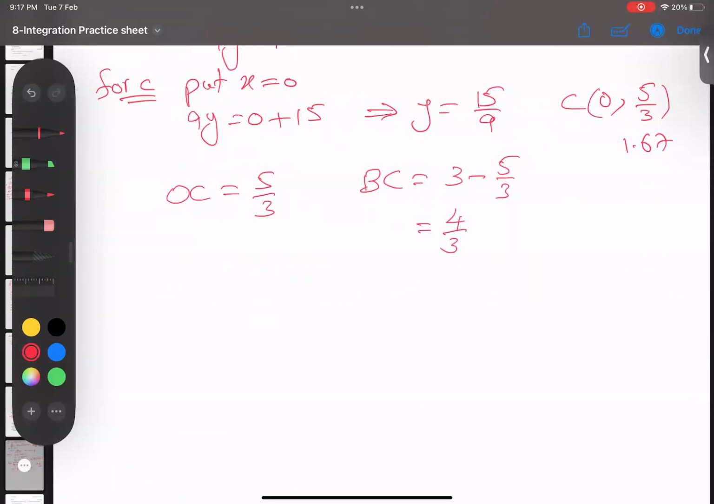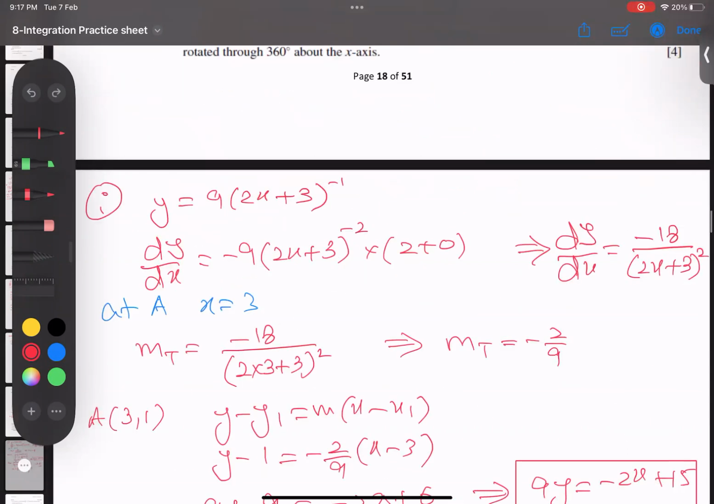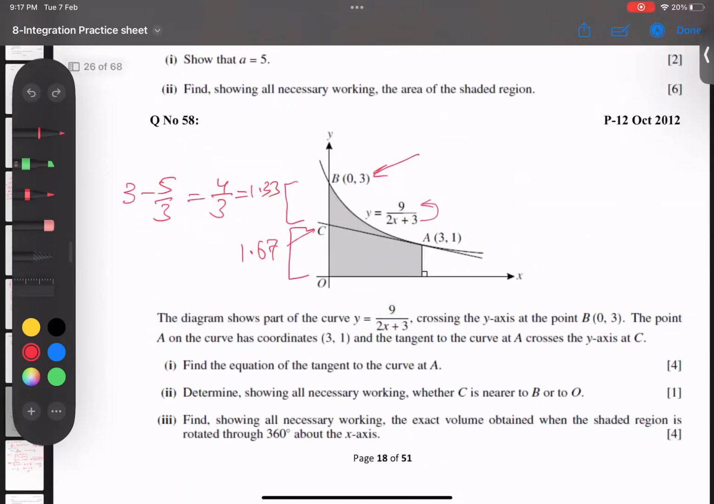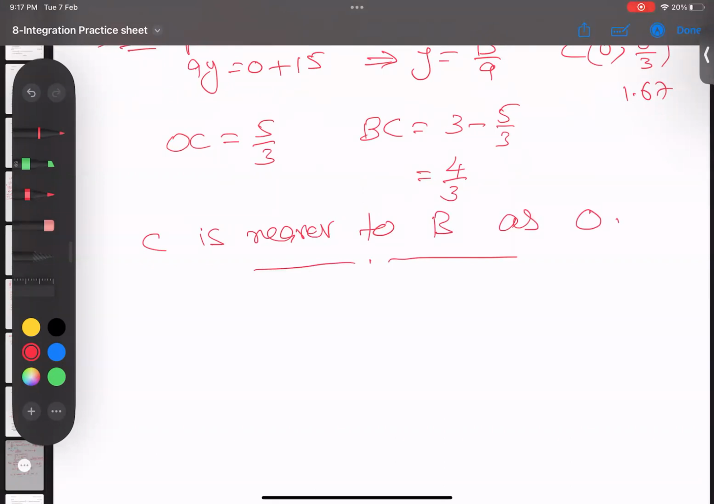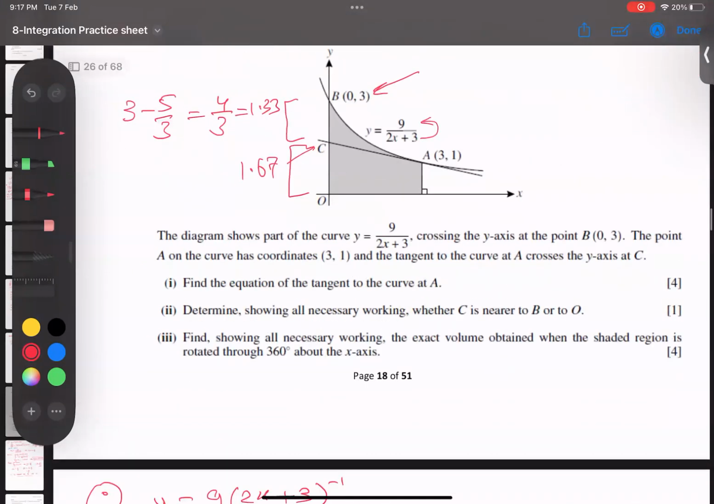So naturally, we can say that this gap is more and this is less. So we can say that C is closer to, nearer to B as compared to O or region. I believe all points are clear.